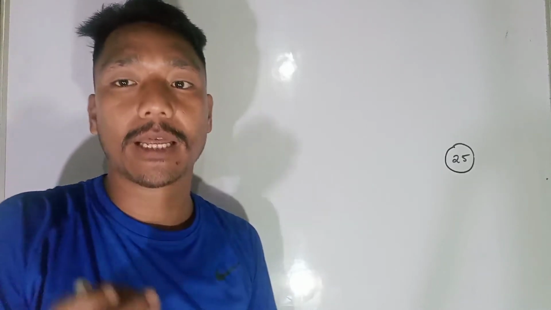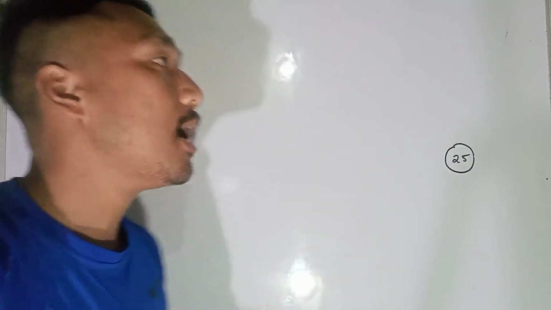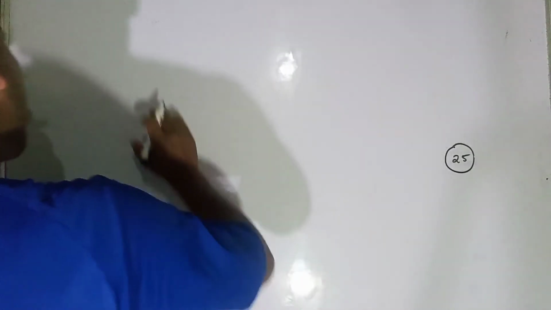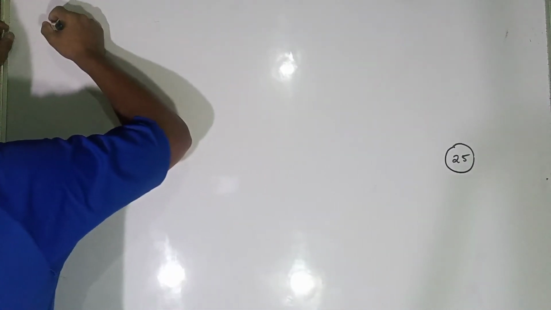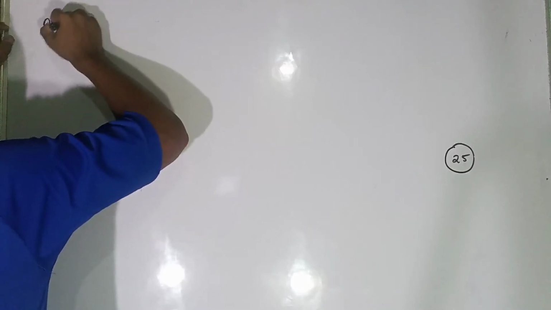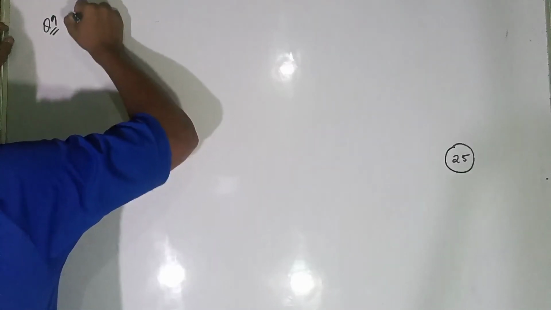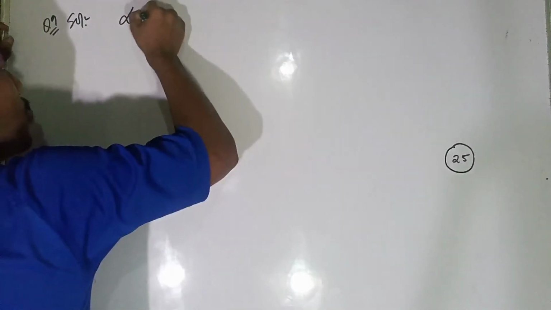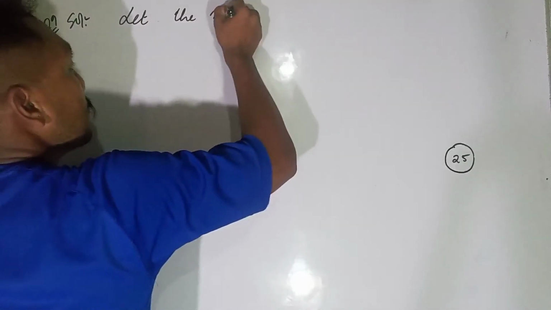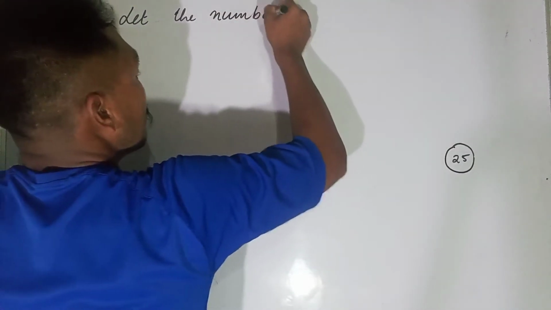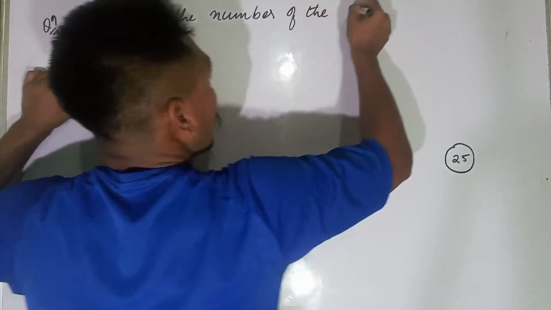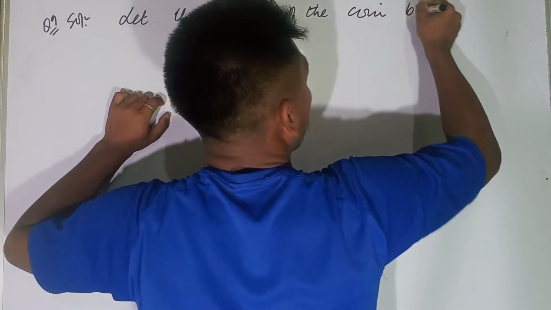But if I count the total, the amount we get is rupees 10.50 paisa. That's question number 9. Solution: let the number of coins be x.